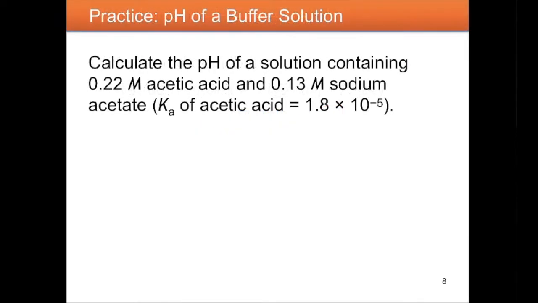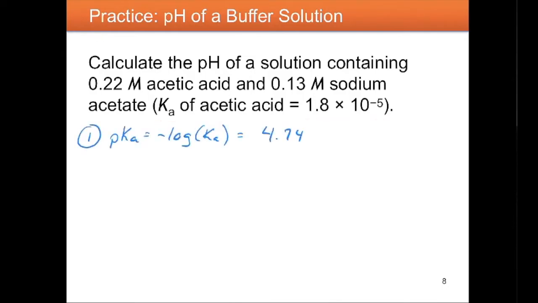So let's just go through a quick calculation to determine the pH of a buffer solution. Calculate the pH of a solution containing 0.22 molar acetic acid and 0.13 molar sodium acetate. Ka of acetic acid equals 1.8 times 10 to the minus 5. Since we know this is a buffer solution, we know we're going to be using the Henderson-Hasselbalch equation. The Henderson-Hasselbalch equation requires the pKa, and we're given the Ka. So the first thing we're going to have to do is figure out what the pKa is.